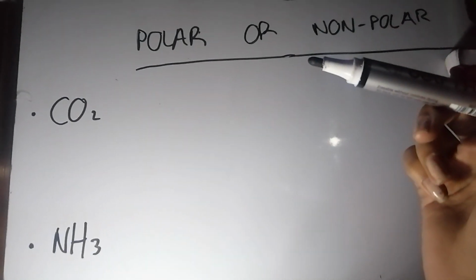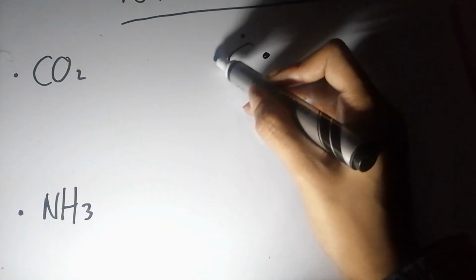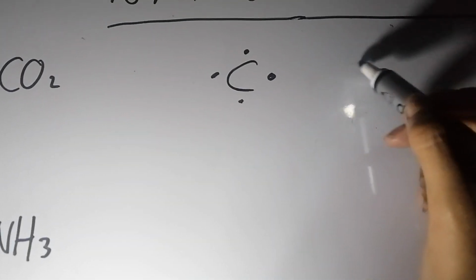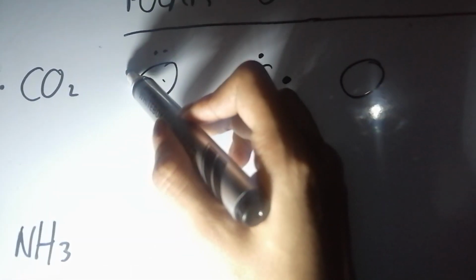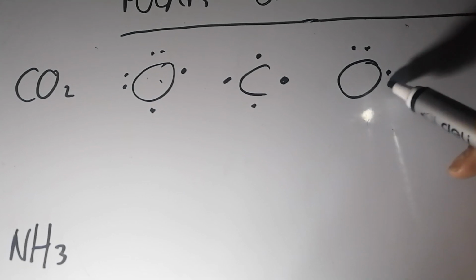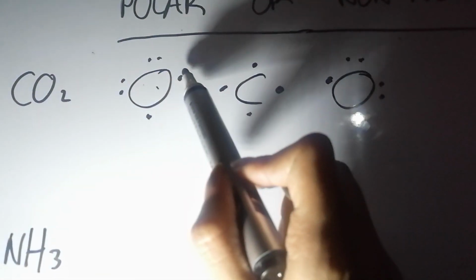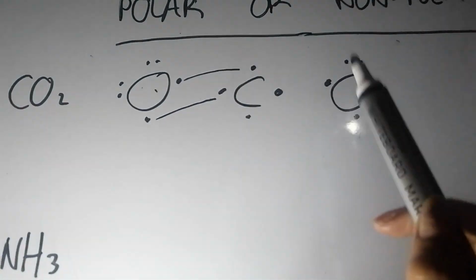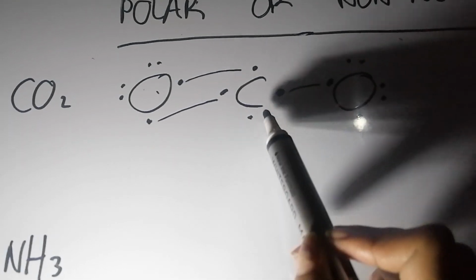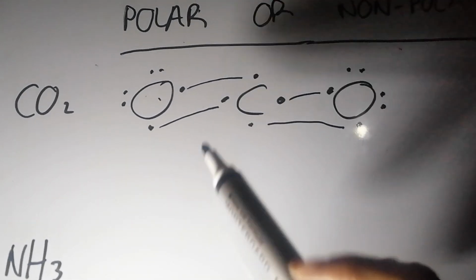Okay, let's do CO2. So remember, I'm checking if it's nonpolar or polar. First things first, you need to do your Lewis dot. So we've got C, its valence is 4 electrons. Then I have an O and another O here. O has 6 valence electrons. Okay, so now I can see what's going to bond with what. That will bond there, that will bond there, and then this one will bond there, and this one will bond there. So I can see how that's going.